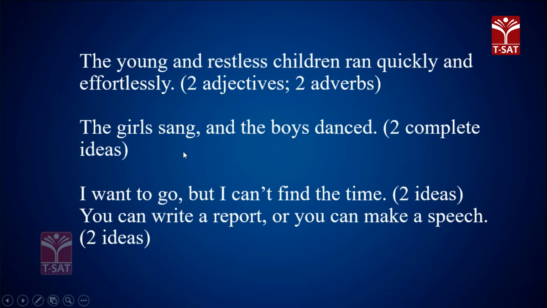The girls sang and the boys danced. Two complete ideas. Here we made use of the conjunction called and. I want to go, but I can't find the time. Here also two different ideas are joined with the conjunction called but. You can write a report or you can make a speech. Here also we used two ideas with the help of the conjunction called or.